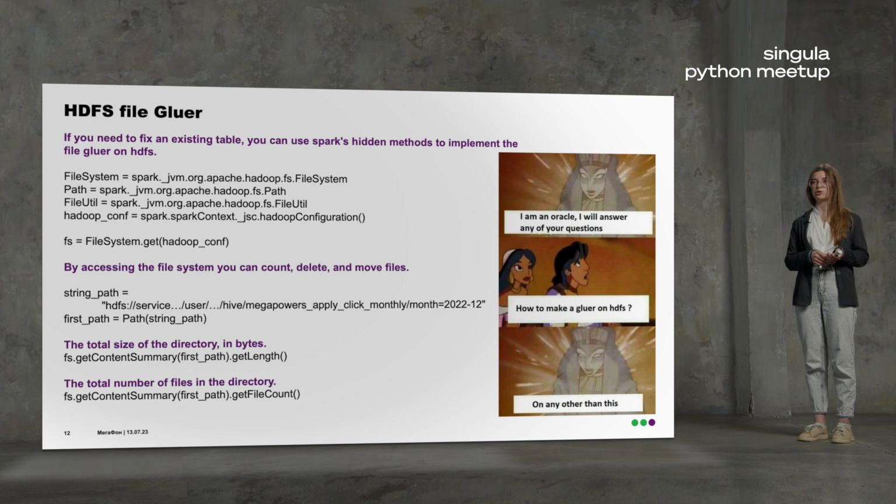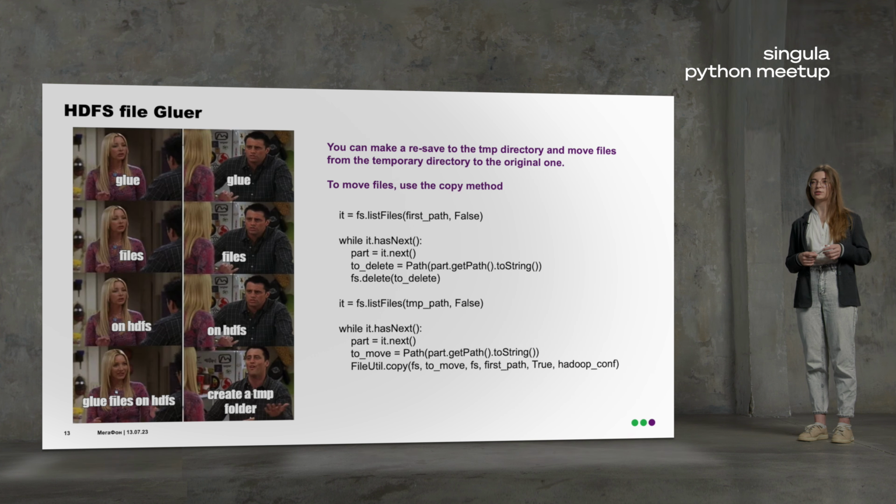If you want to change the table, you need to make a resave to the temporary folder and move files from the temporary folder to the original one. Use the copy method to move files.